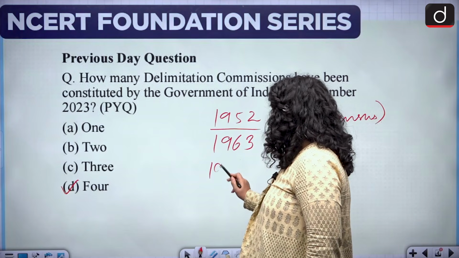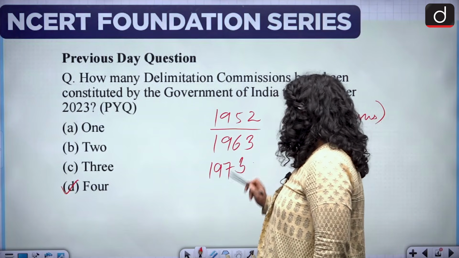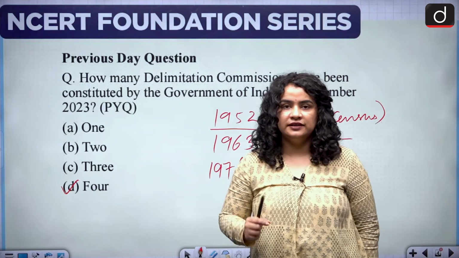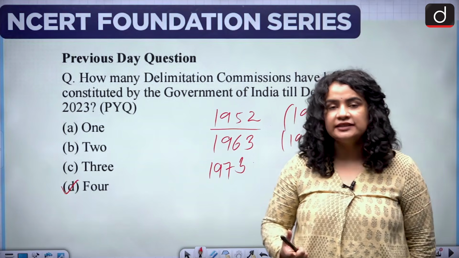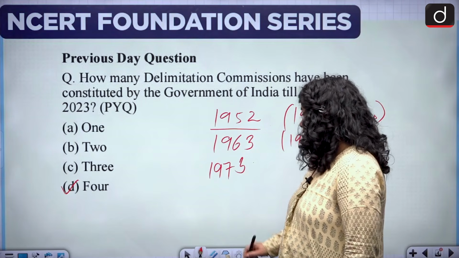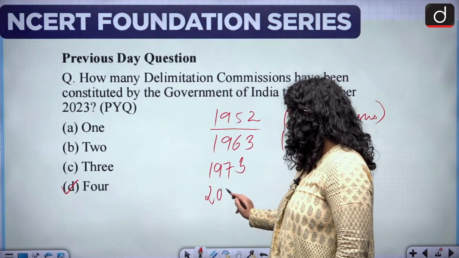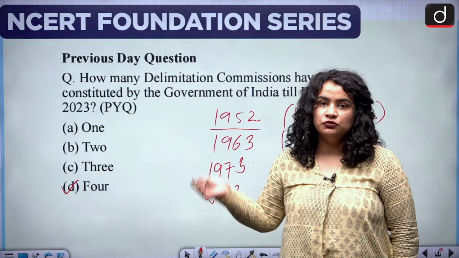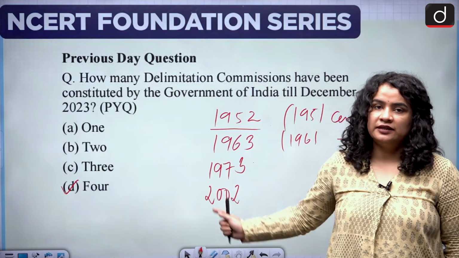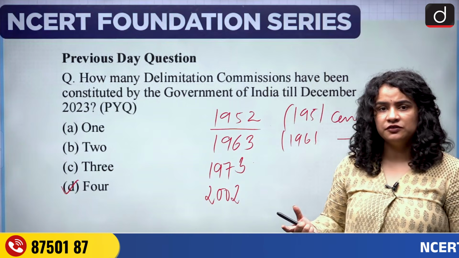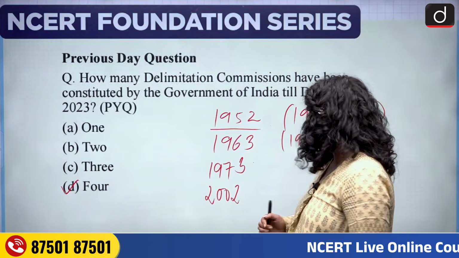The one after that was set up in 1973 under the Delimitation Commission Act of 1972 based on the 1971 census, and finally the fourth one was constituted in 2002 based on the 2001 census, and it was set up under the Delimitation Commission Act of 2002.